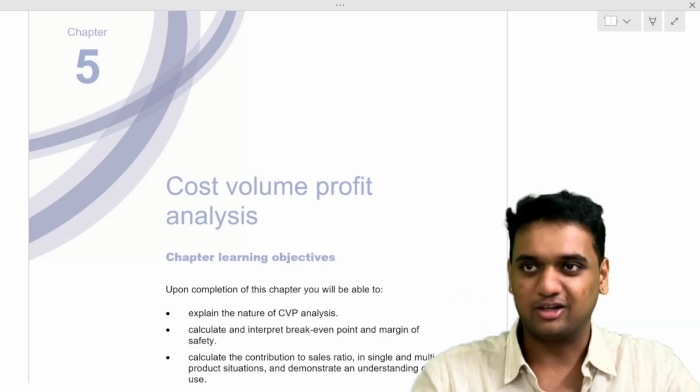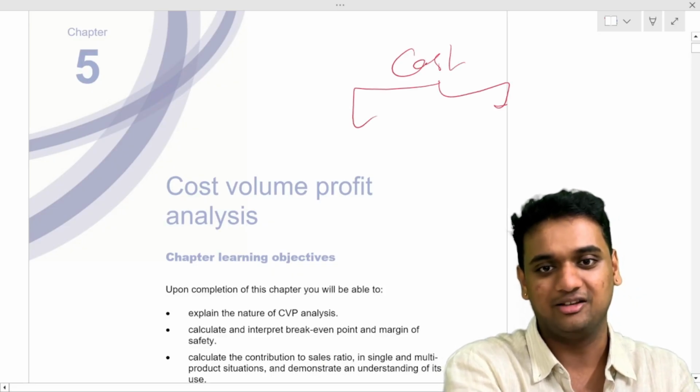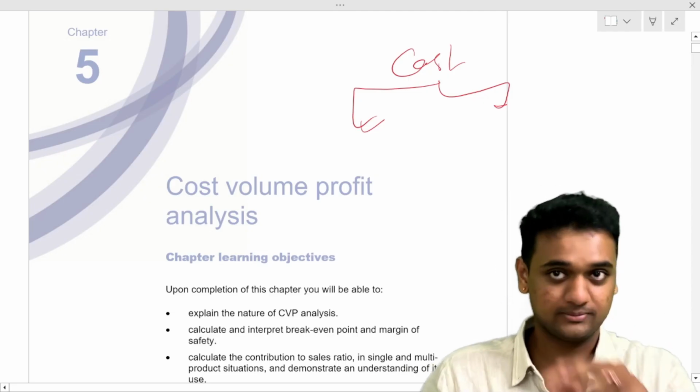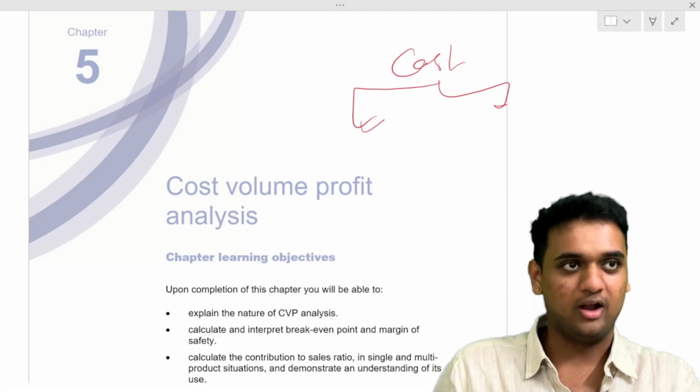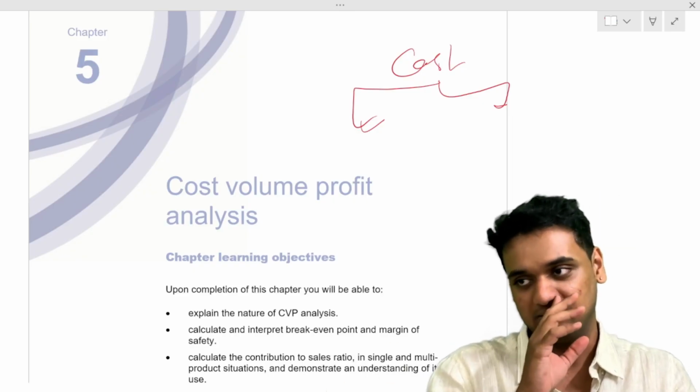We are going to split the cost into two things. The costs will be classified into two categories. One is called your variable cost, one is called your fixed cost. I will tell you what it means.